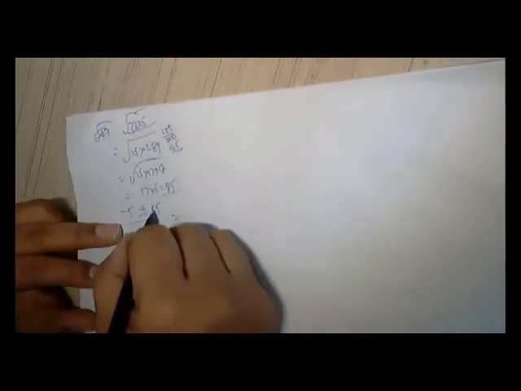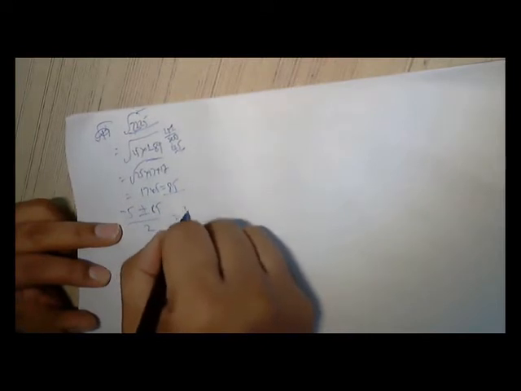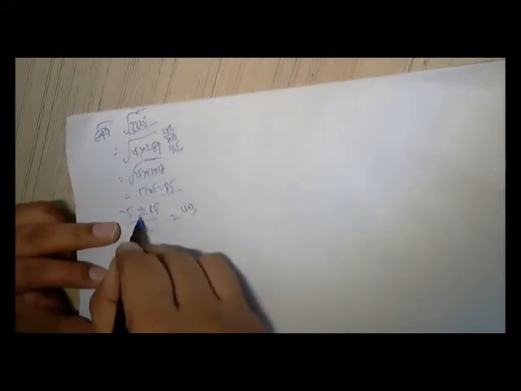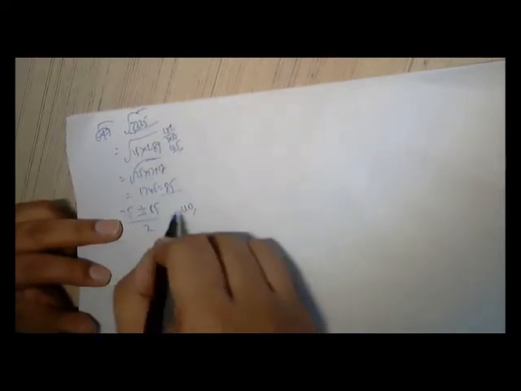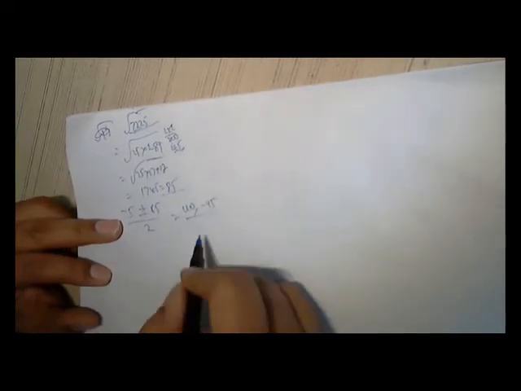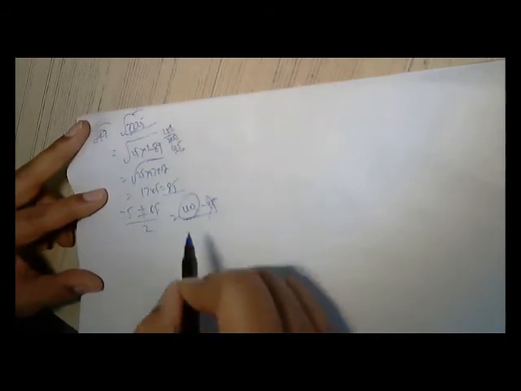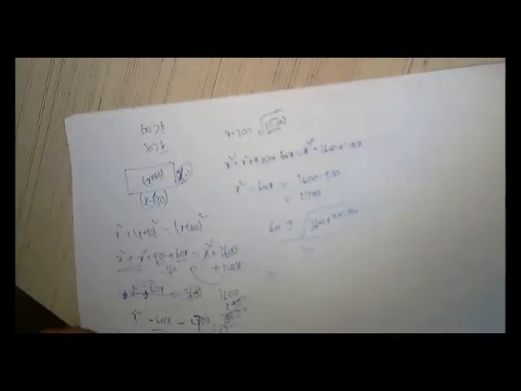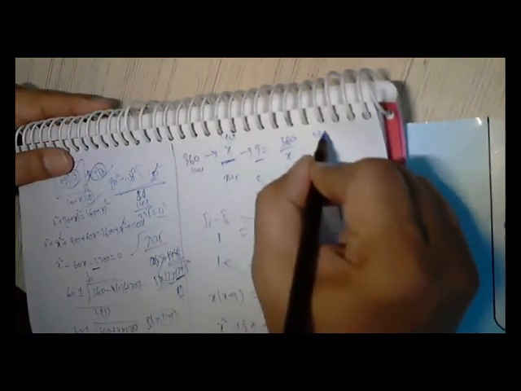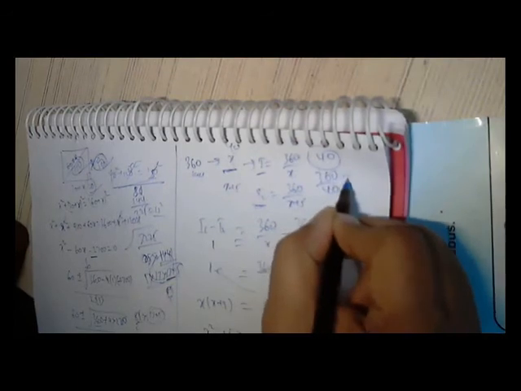If I put plus 85, minus 5 plus 85, 80 by 2, 40. If I put minus 85, minus 5 minus 85, minus 90, minus 45. Since the speed cannot be minus, x is 40. So the speed of the train is 40. So let us see, 360 by 40 is 9 hours it is taking.